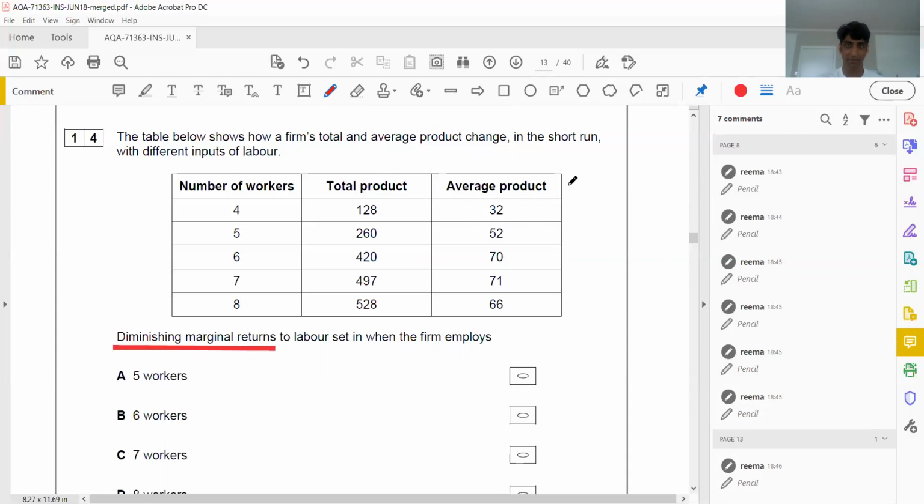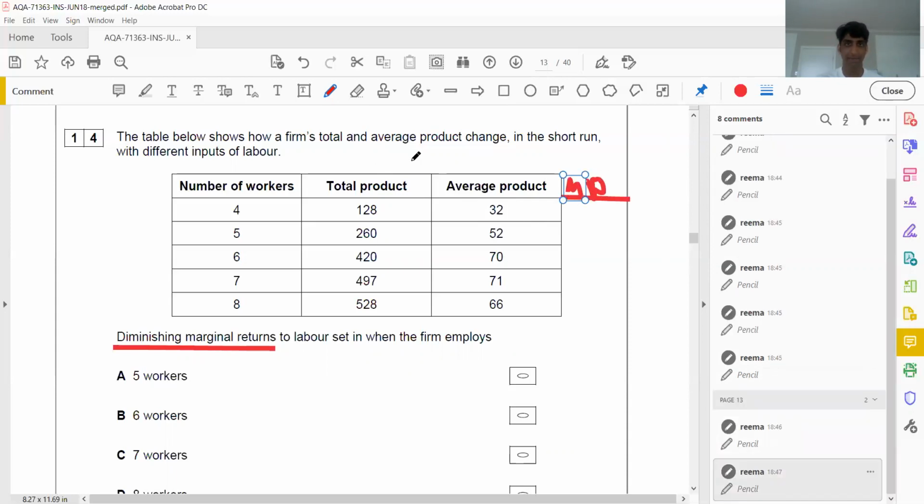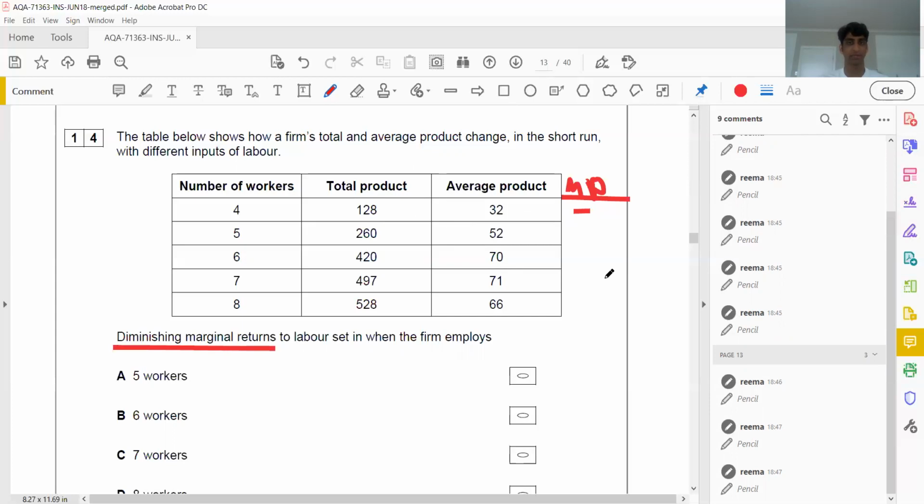So now that we know that marginal product and total product are linked, because it's the change in total product, what you can do is draw yourself a separate column, a new column, and call it MP. So MP is the marginal product. Now, for the fourth worker, because we haven't been given any data before the 128 units of total product, there's no way of knowing what the marginal product would be at the fourth worker. So that's fine. We just answer that with a dash.